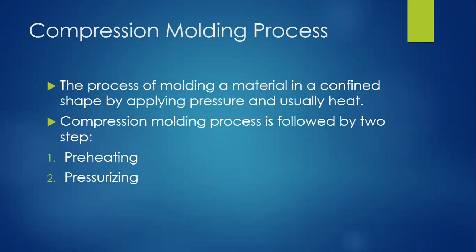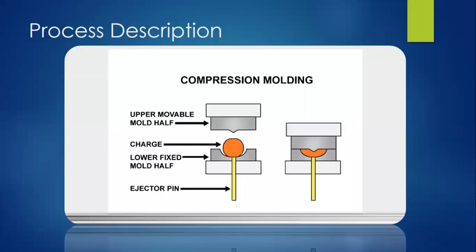A compression molding process is followed by two steps. The first one is preheating. The second one is pressurizing. This is the process description of compression molding. These are the parts of compression molding: the upper movable mold half, the lower fixed mold half, the ejector pin, and lastly, the charge.